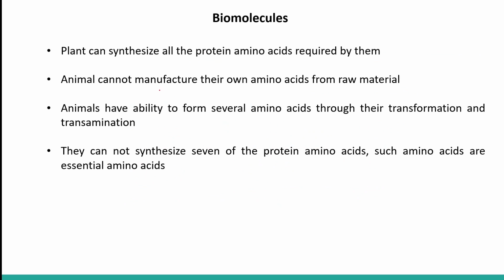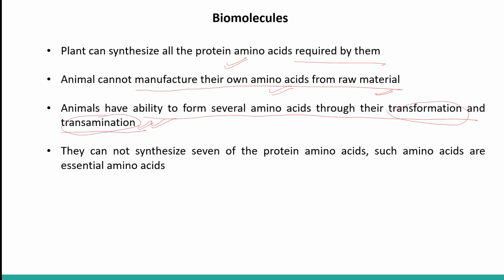Plants can synthesize all the amino acids required by them. Animals cannot manufacture their own amino acids from raw material. They have the raw material, but they cannot synthesize all the amino acids. Animals have the ability to form several amino acids through transformation and transamination reactions. These are the two different types of reaction that enable animals to form some amino acids in their body.